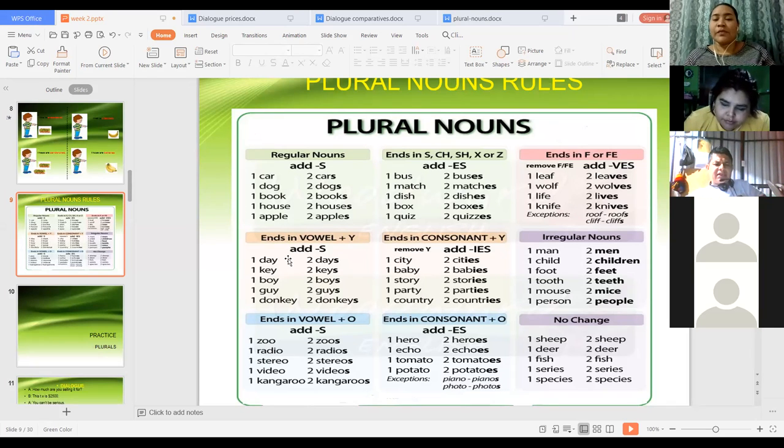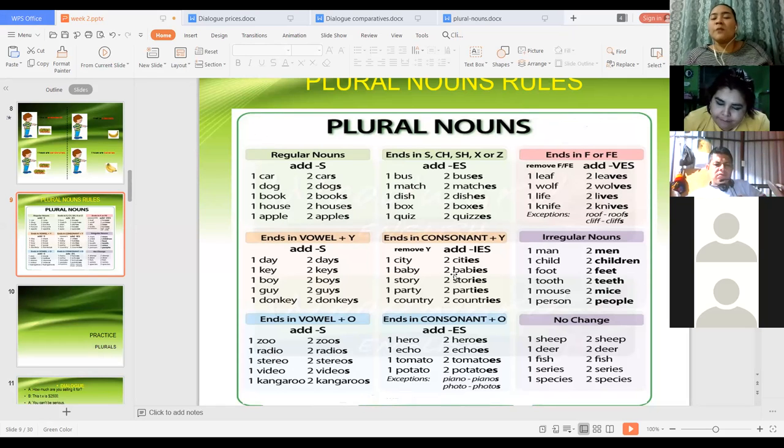Let's see the rule for nouns ending in consonant plus Y. Same rule as the present simple. So you are going to eliminate the Y and substitute it with IES. Like one city, two cities.